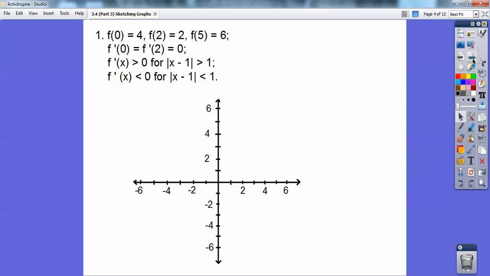So there's my XY axes, and then these guys are just ordered pairs. These just give me ordered pairs. Here's f of 0 equals 4, gives me (0, 4), (2, 2), and (5, 6). So I've graphed those guys right here. All right, these guys, when the slope is 0, that tells me it's going to be a relative min or a max. It's going to give me some flat points right there, some extrema.